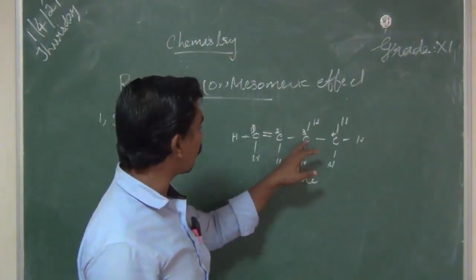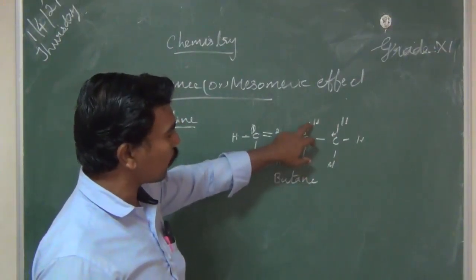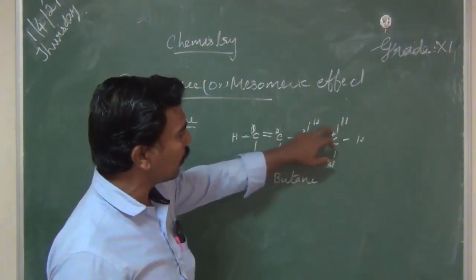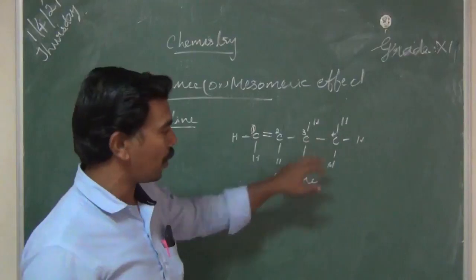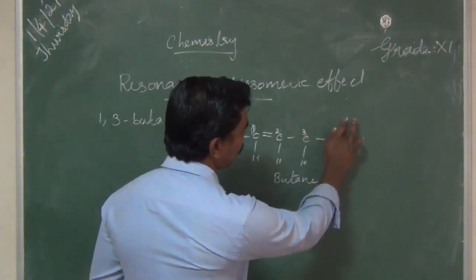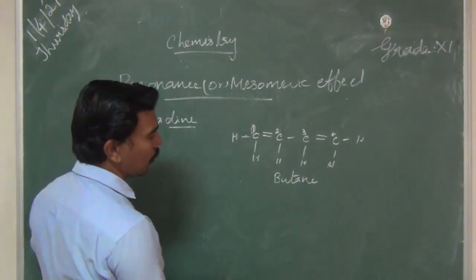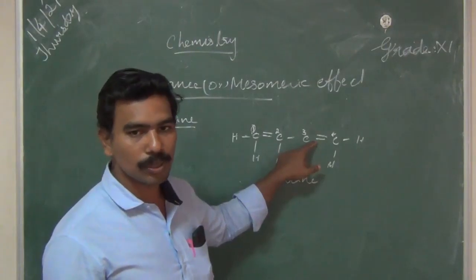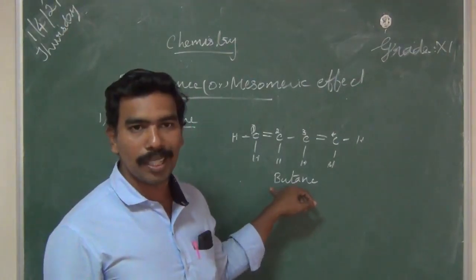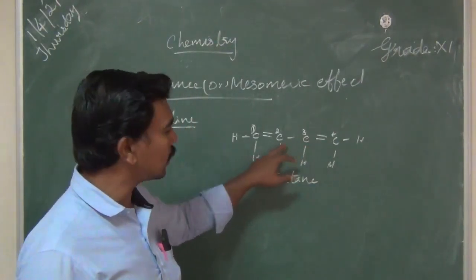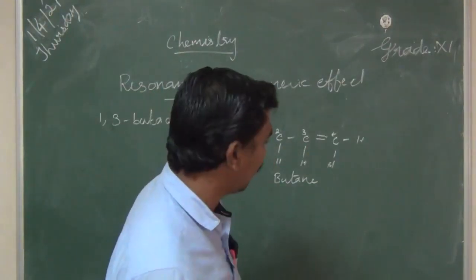Then the third carbon atom in 1,3 butadiene contains 1 hydrogen atom, and the fourth carbon contains 1 hydrogen atom. When both hydrogen atoms are replaced, we get one more pi bond. So this is 1,3 butadiene, where 2 double bonds are present. With one double bond it would be a butene, but here there are 2 double bonds, so it is butadiene, with the double bonds at positions 1 and 3.